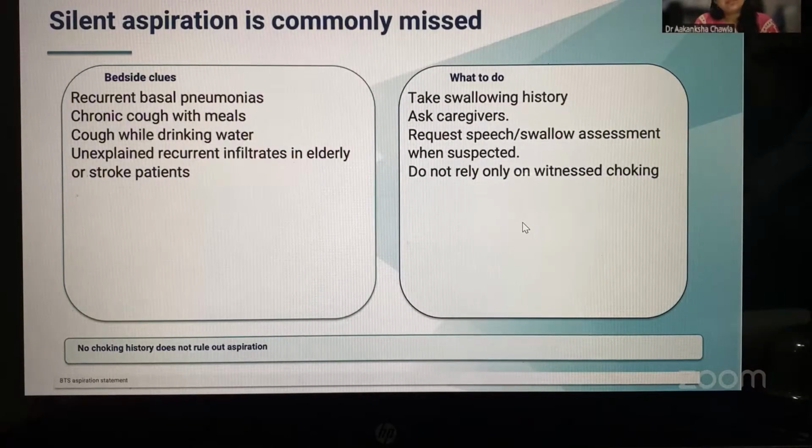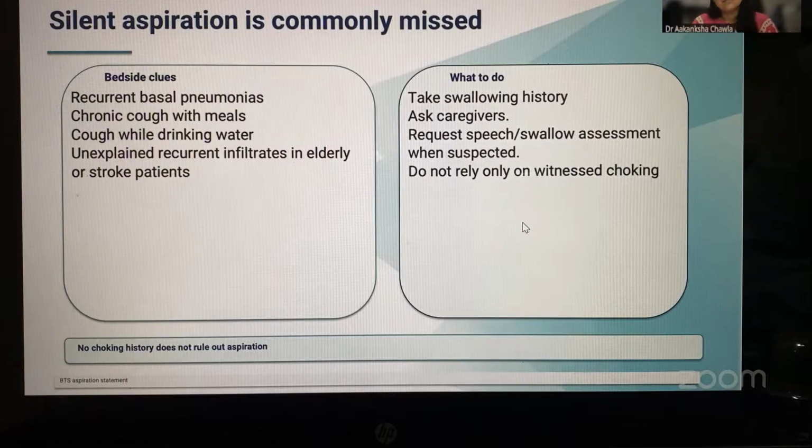So, how would you actually know that the patient is aspirating? Generally, these patients often cough during meals, or while drinking water. Even if you take the history from the caregiver, they would tell you that they cough more when we are giving liquids. However, semi-solids, they tolerate better. So this is another very important history because liquids tend to spill, especially when there is a swallowing problem. So the history has to be taken in detail.